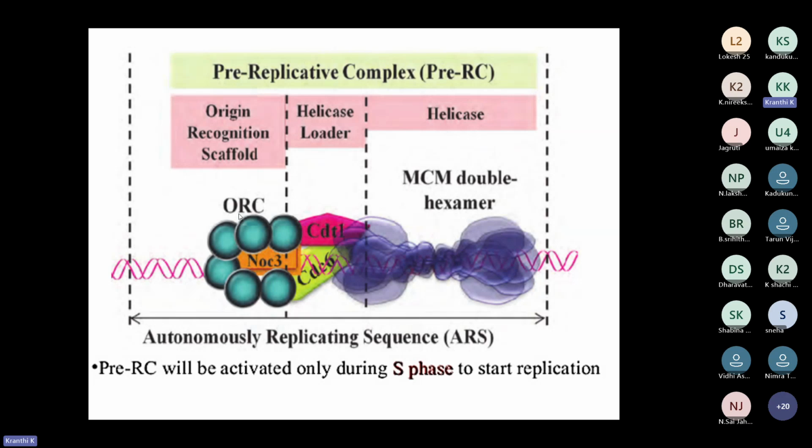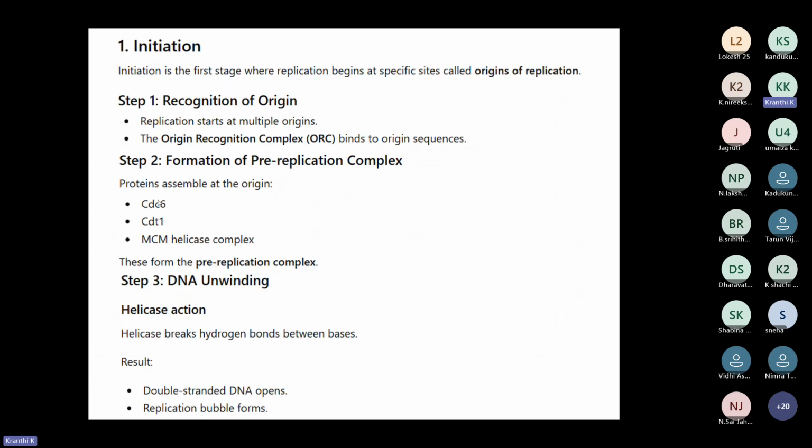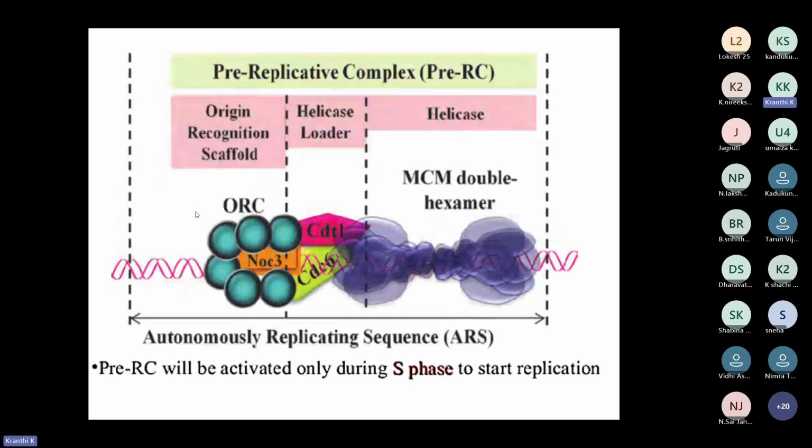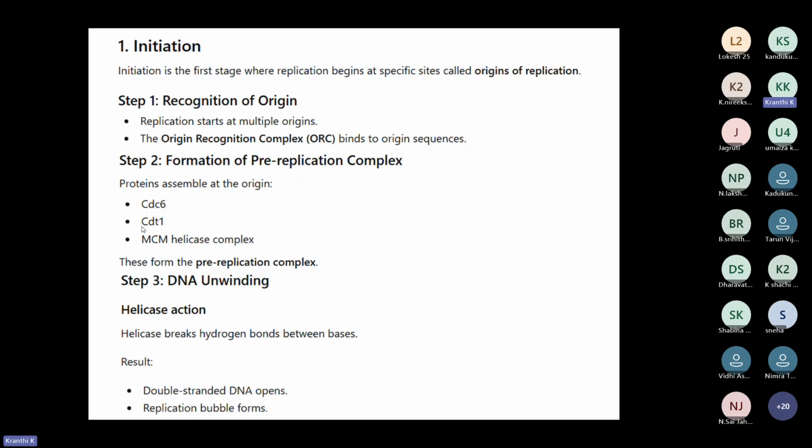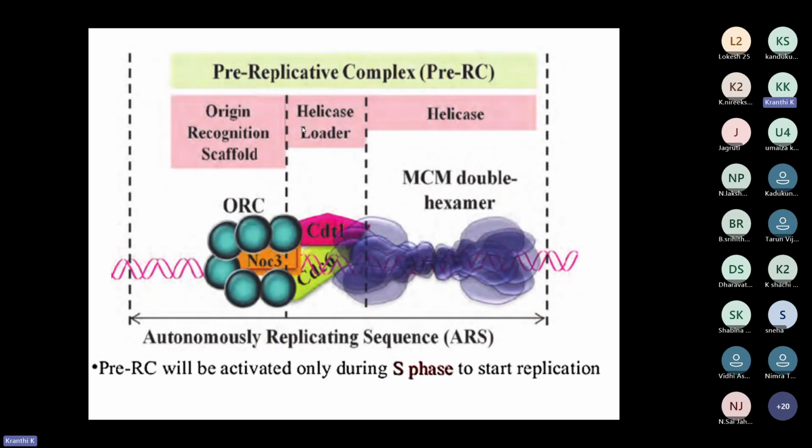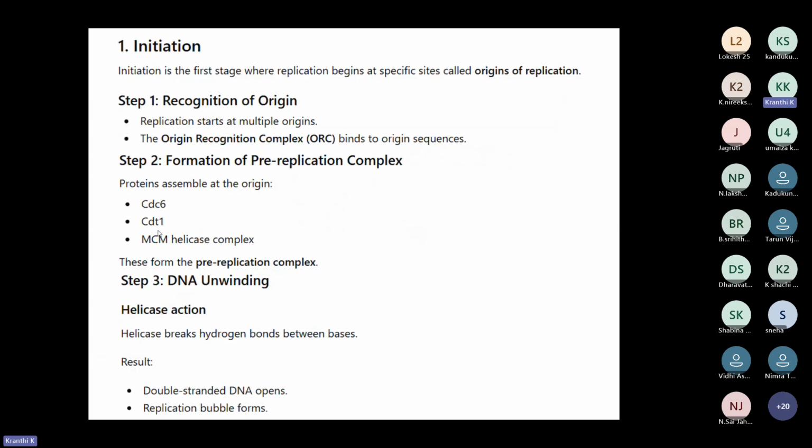This origin recognition complex, along with some proteins, CDC6, CDT1, and the MCM helicase complex. So what is happening here? Before replication, some proteins form into a complex. This is the origin recognition complex, ORC, along with CDC6, CDT1, and the MCM helicase complex. The helicase loader, these proteins, and ORC all together form a complex called the pre-replicative complex. Clear?